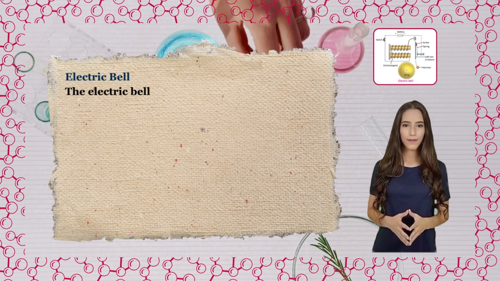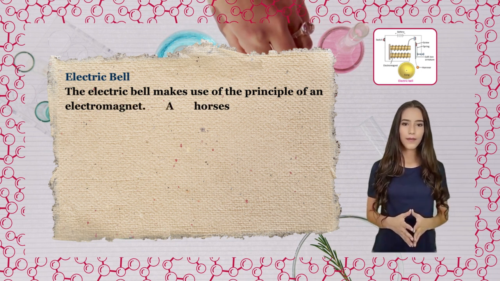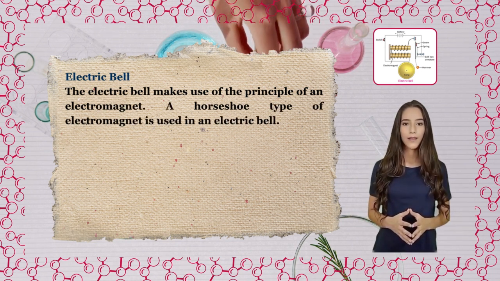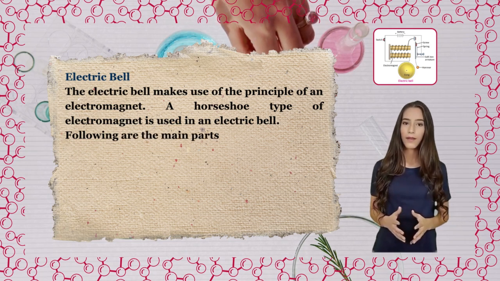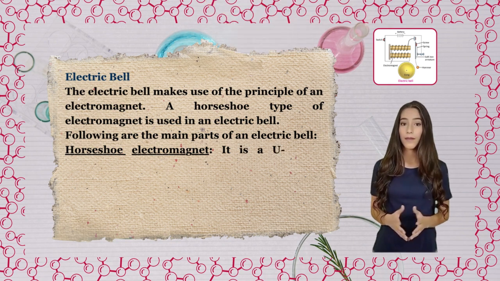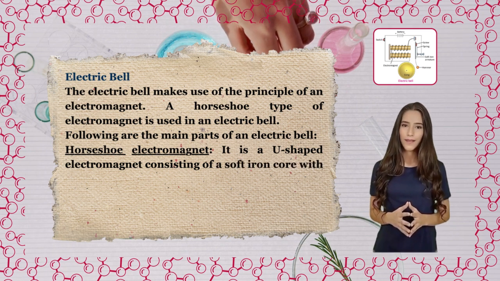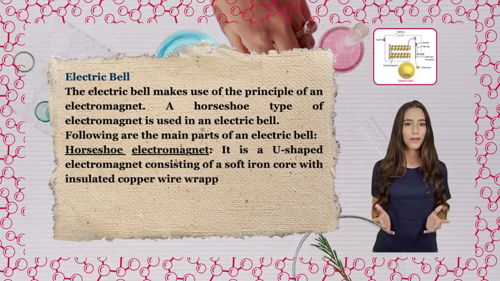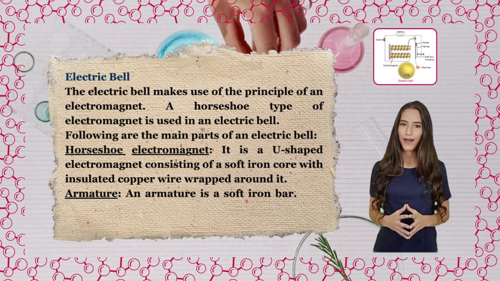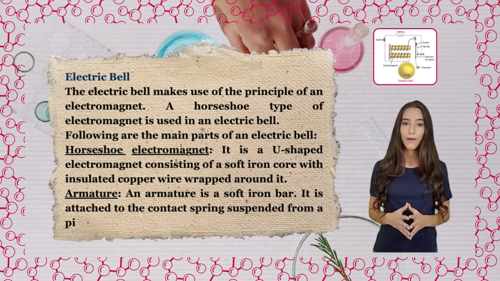Electric bell. The electric bell makes use of the principle of an electromagnet. A horseshoe type of electromagnet is used in an electric bell. Following are the main parts of an electric bell. Horseshoe electromagnet. It is a U-shaped electromagnet consisting of a soft iron core with insulated copper wire wrapped around it. Armature. An armature is a soft iron bar. It is attached to the contact spring suspended from a pivot.